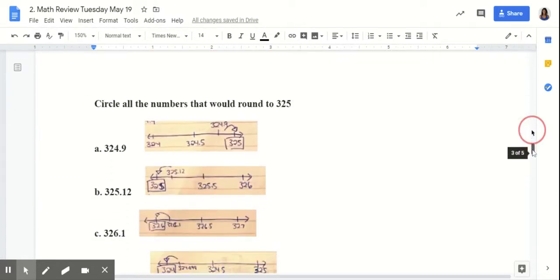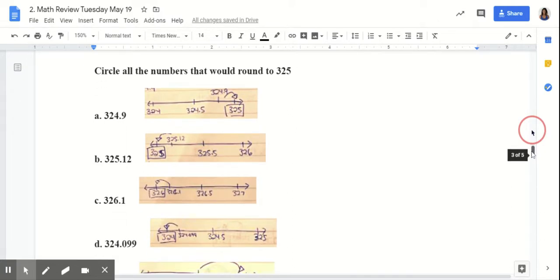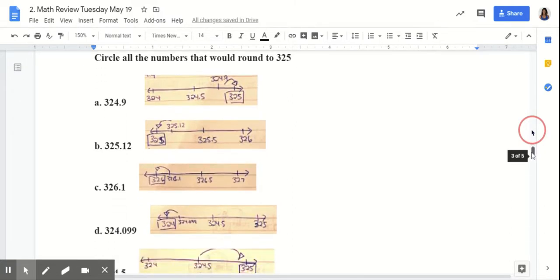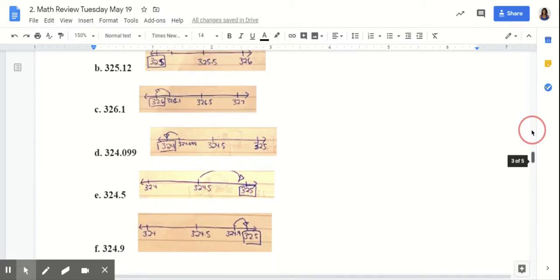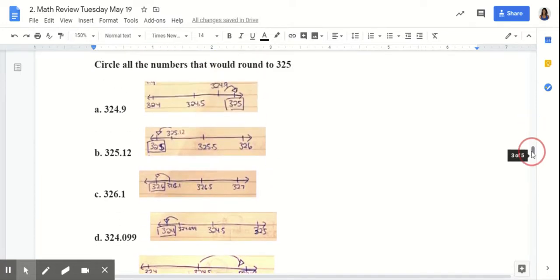Okay, let's keep going. So this one wanted us to circle all the numbers that would round to 325. I went through the process of making sure that I put a small number line for each problem in order to show me which one would be rounding to 325. Of course, my endpoints will be based off of what numbers are given.